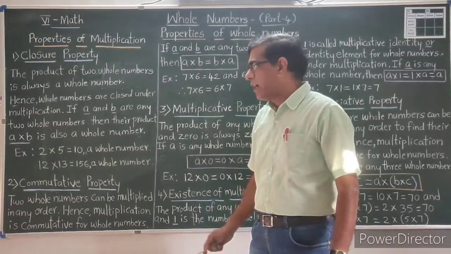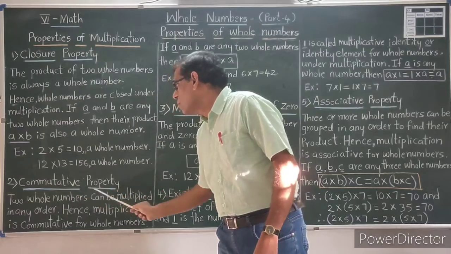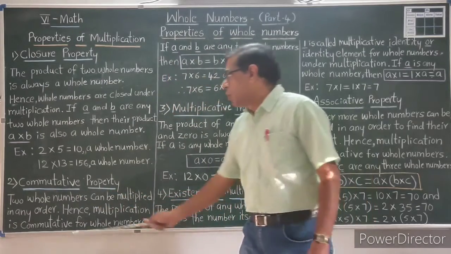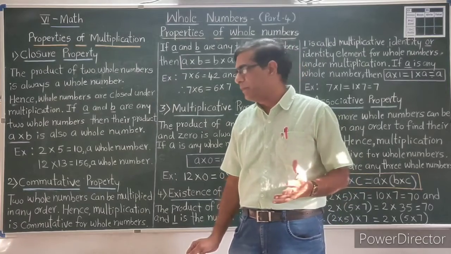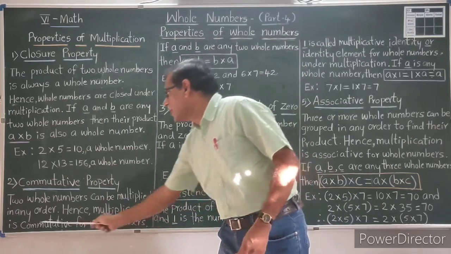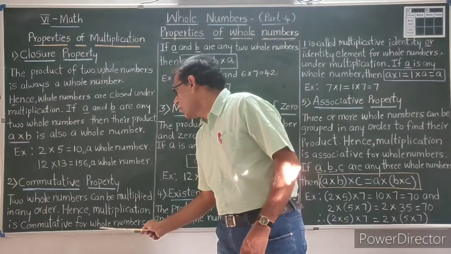Now we move to the second property, children, that is commutative property. Two whole numbers can be multiplied in any order. Hence, multiplication is commutative for whole numbers.